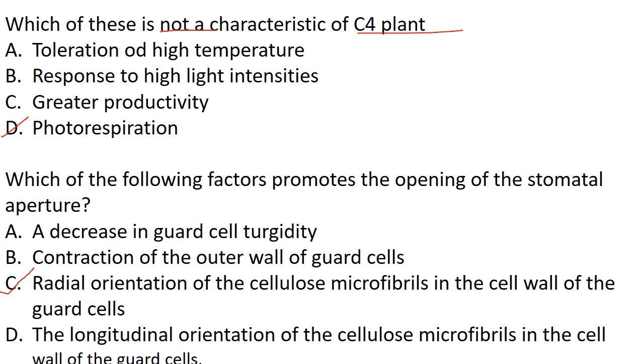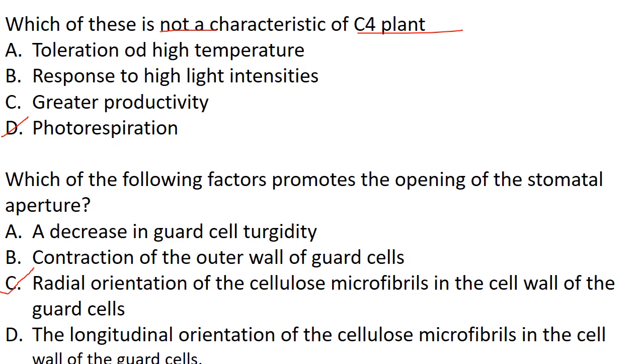Which of the following promotes the opening of the stomatal aperture? The guard cell wall microfibrils work together to control the opening of the stomata. The orientation of cellulose microfibrils takes place radially rather than longitudinally as given in option D. And this will cause the opening of the stomata. So radial orientation of cellulose microfibrils in the cell wall of the guard cells. Answer is option C, whereas it is longitudinal orientation in option D, which is not correct.